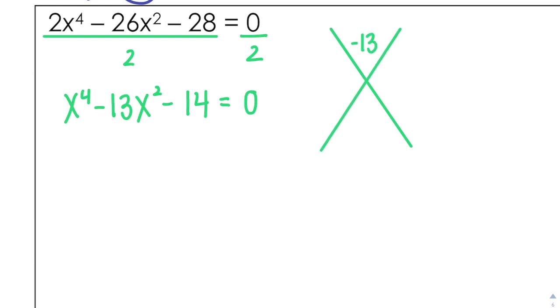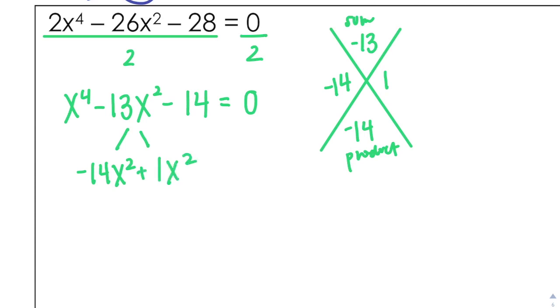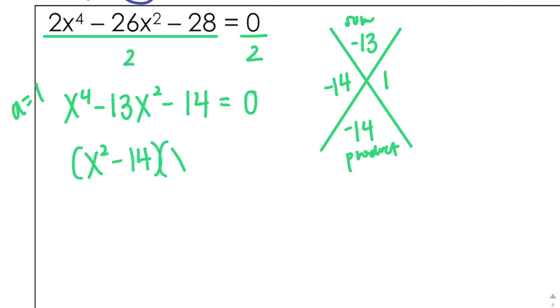So the sum is negative 13, the product is negative 14. I'm going to give you a minute to think about them. Hopefully you got negative 14 and 1. Now, if you go to break up your middle term, remember that negative 13x squared is going to become negative 14x squared plus 1x squared. But because it's a trinomial and a equals 1, I can do the shortcut on this. It's going to be x squared minus 14 times x squared plus 1 equals 0.